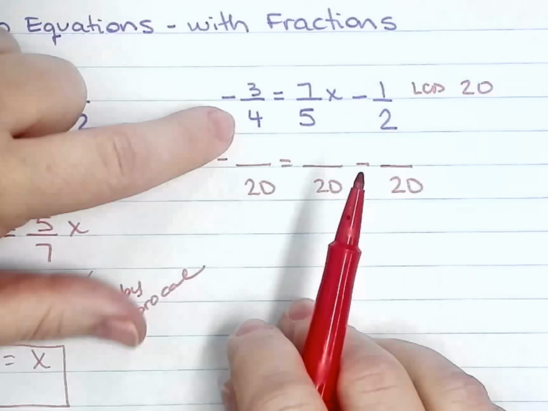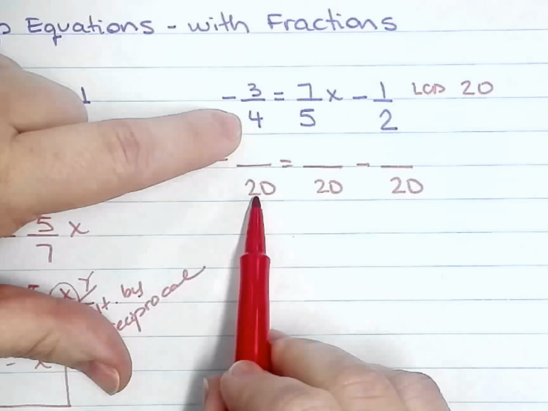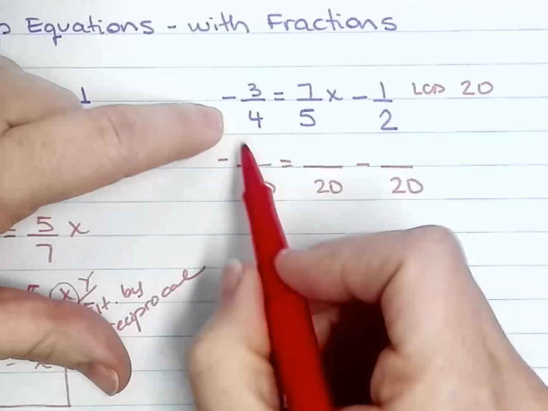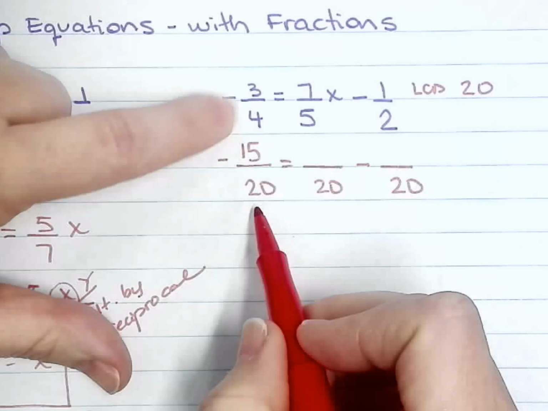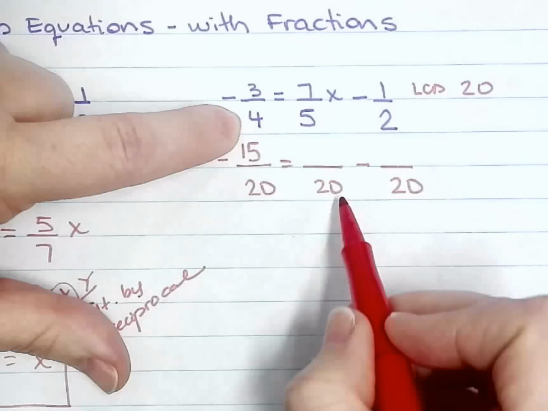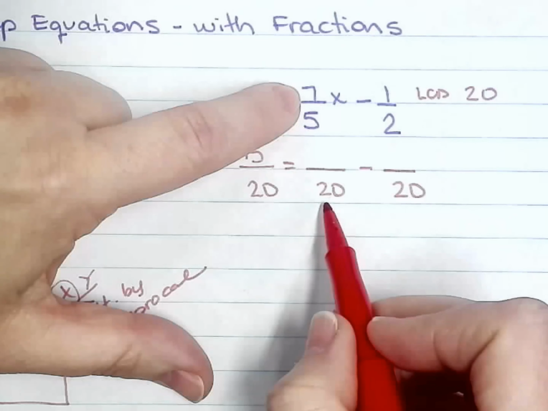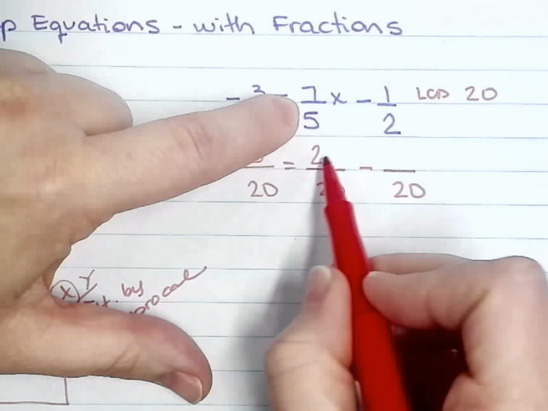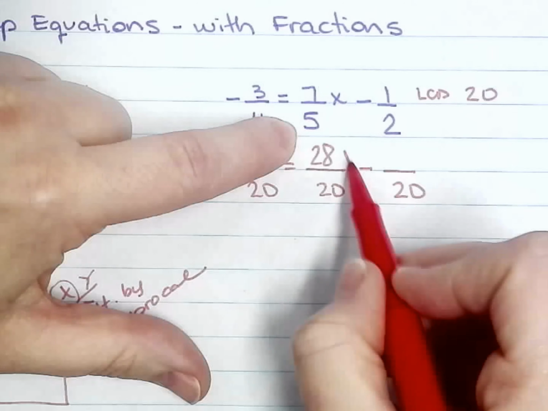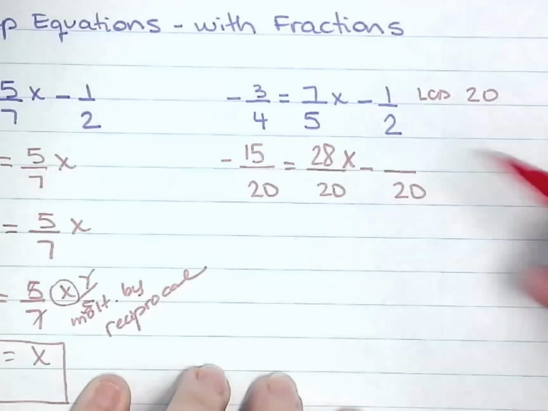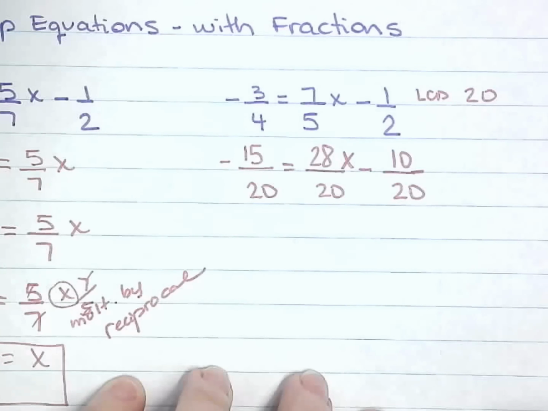Okay, to make this fraction into a denominator of 20, I have a 5 right there. So if I make this 15/20, it's the same thing as 3/4. Okay, to make this with the denominator of 20, I will have to make this 28x. Okay, the last one, I just need to make it a 10/20.